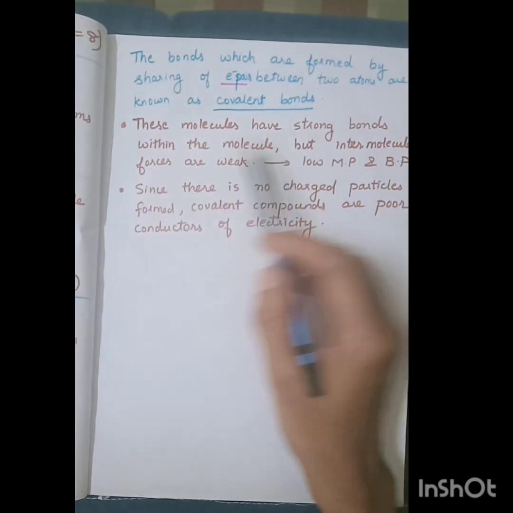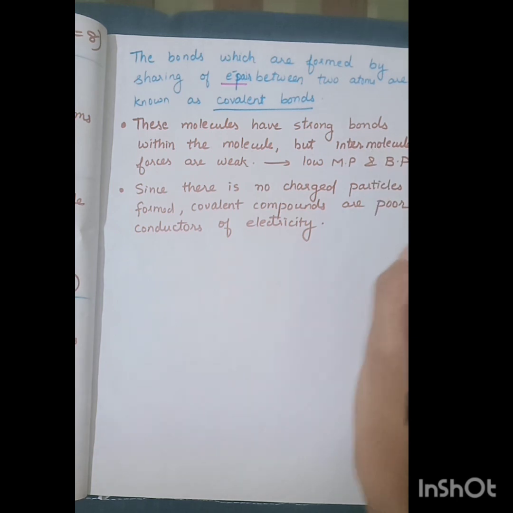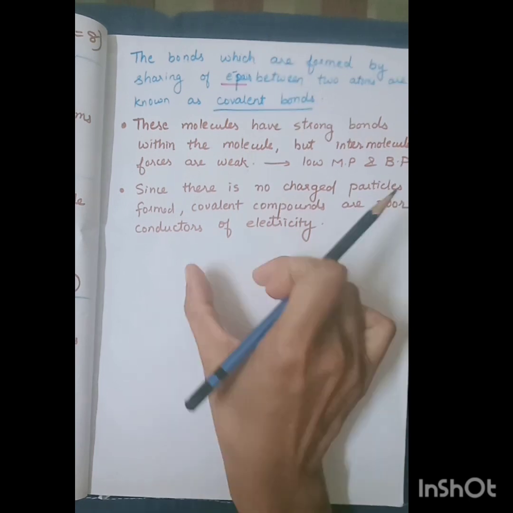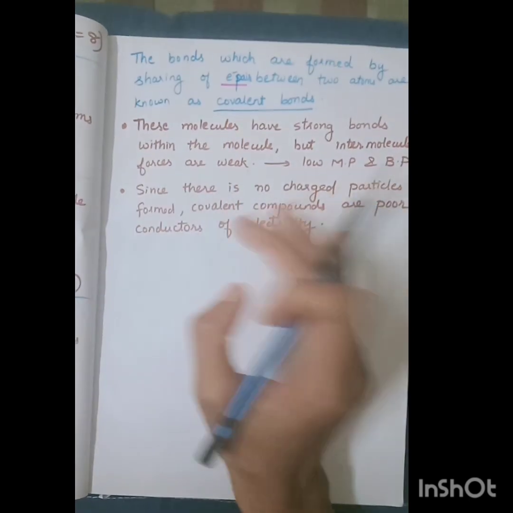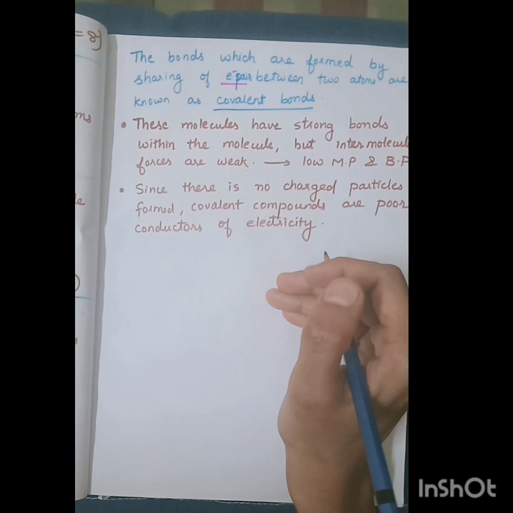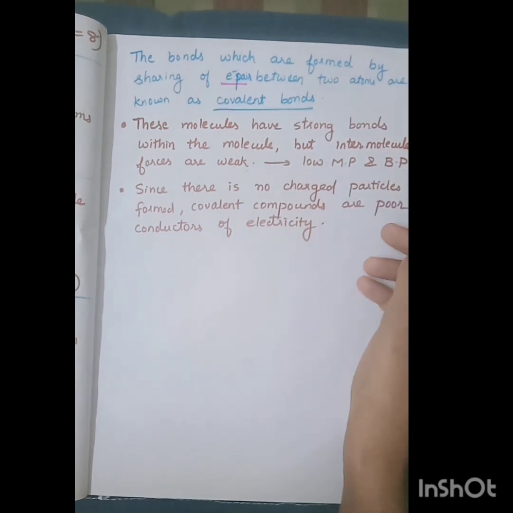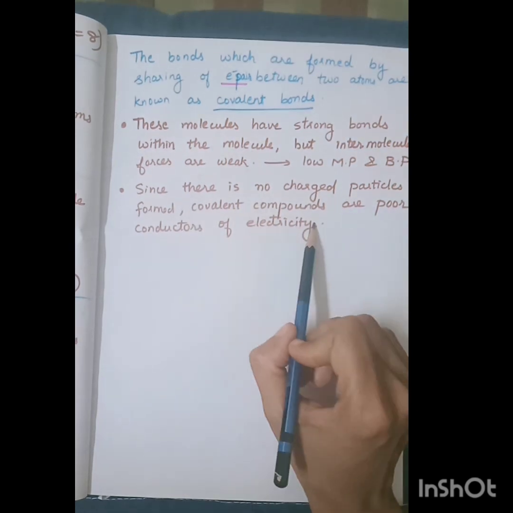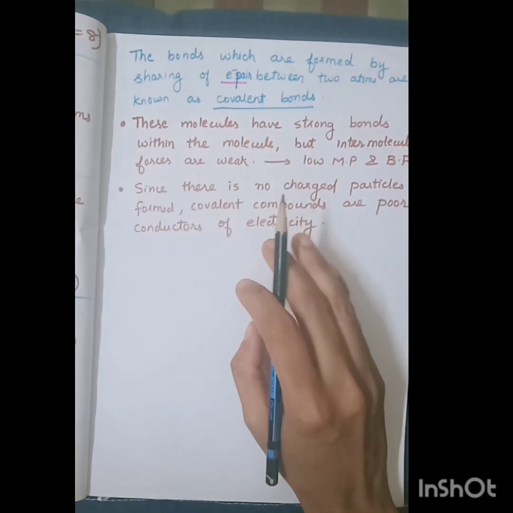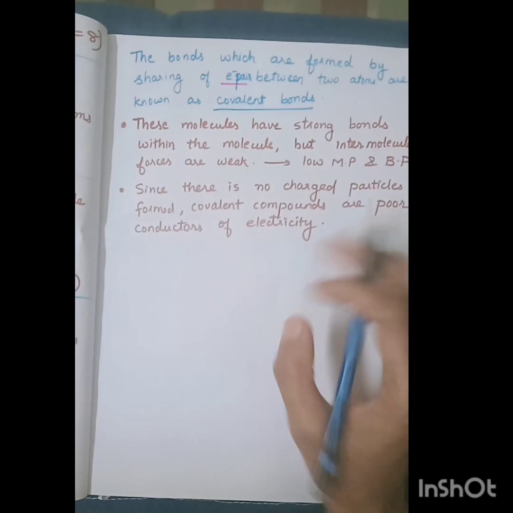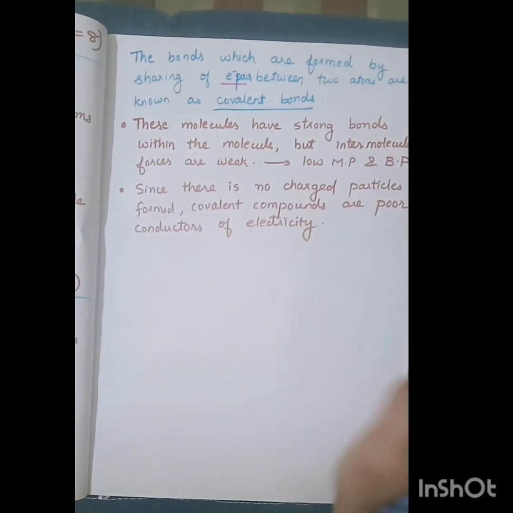These molecules have strong bonds within the molecule, but intermolecular forces are weak. Intermolecular means the force between one molecule and another molecule, which is not that strong, that is weak. So therefore it is easy to break them, and they have low melting and boiling points, so they will easily boil off or easily melt. Since no charged particles are formed, covalent compounds are poor conductors of electricity. They will not conduct electricity as compared to ionic compounds. Ionic compounds have charges on them, so therefore they will conduct electricity. Thank you.